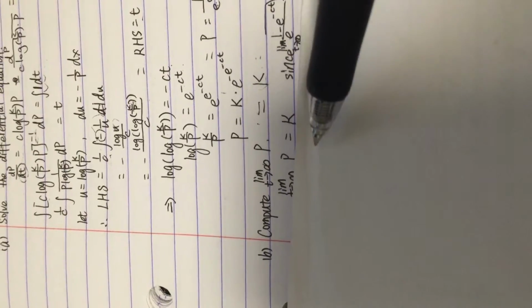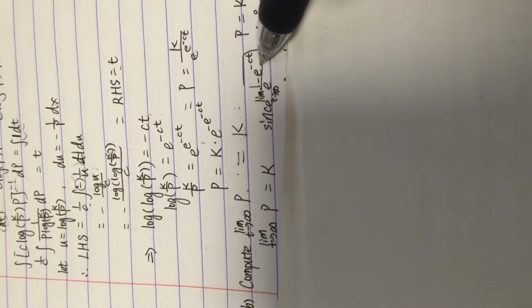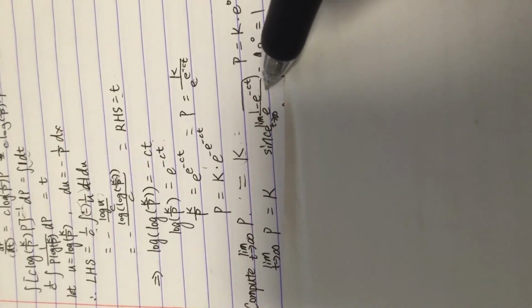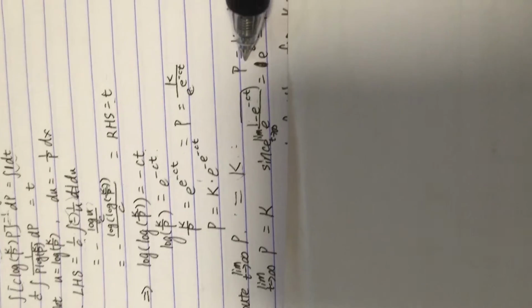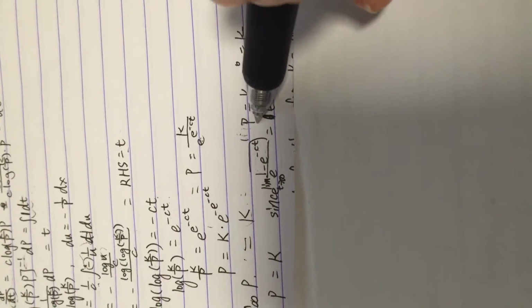So you prove it, because this part here, as t approaches infinity, it becomes 0. e to the power of 0 equals 1. So your p would be k times that. So your limit will be k times e to the power of 0 equals k. Part C.